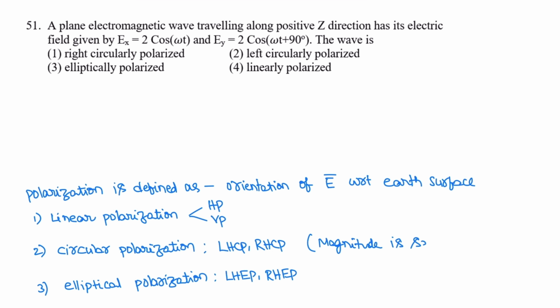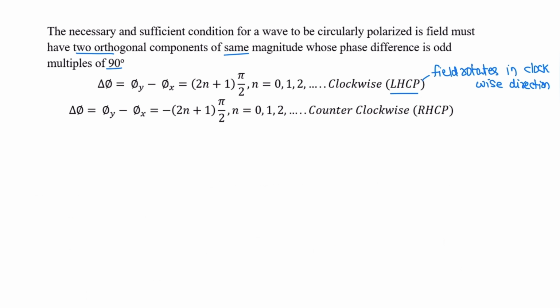Magnitude is the same for orthogonal components with a 90-degree phase shift. Here, magnitude is different for orthogonal components with a 90-degree phase shift. So when it is said to be left-hand circular polarization, it means the field rotates in a clockwise direction. If the field rotates in an anti-clockwise direction, that is delta y minus delta x is minus of 2n plus 1 pi by 2.